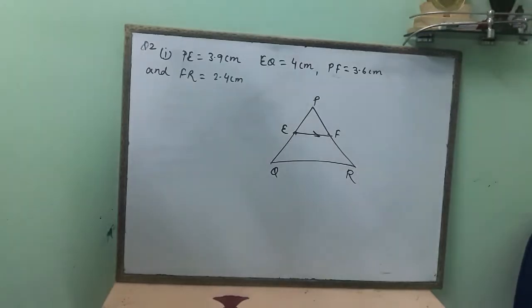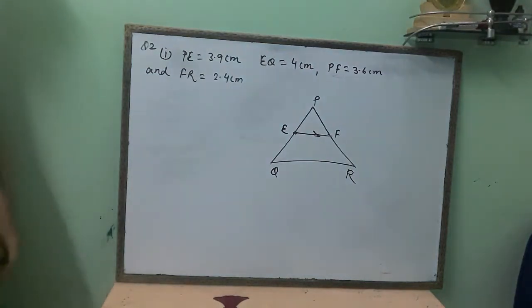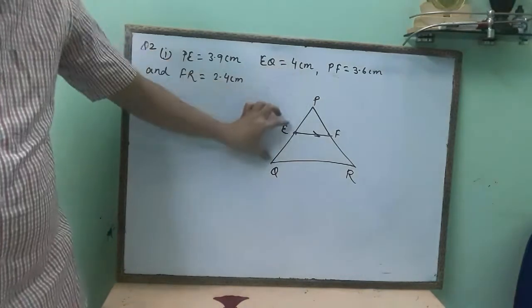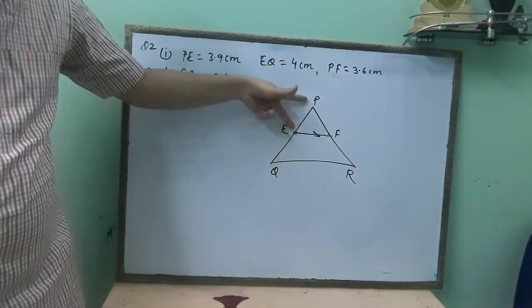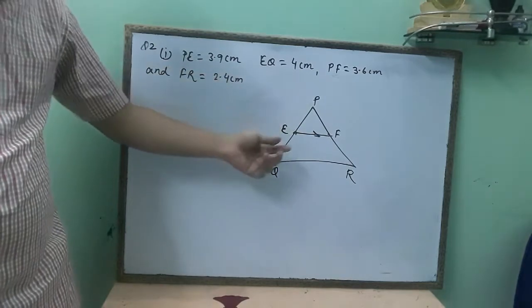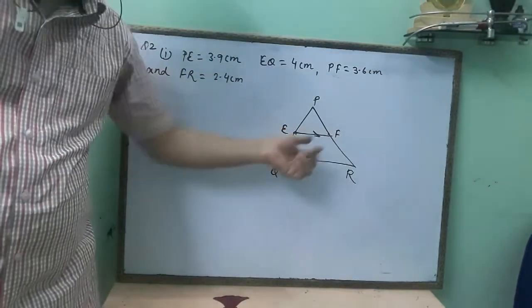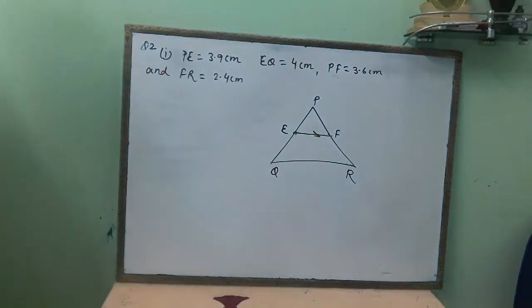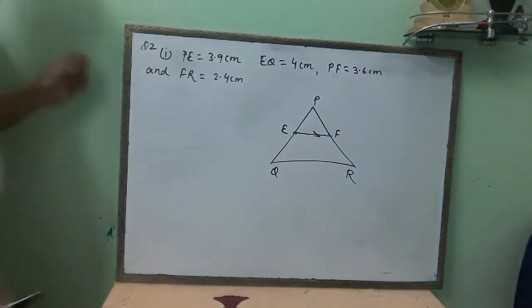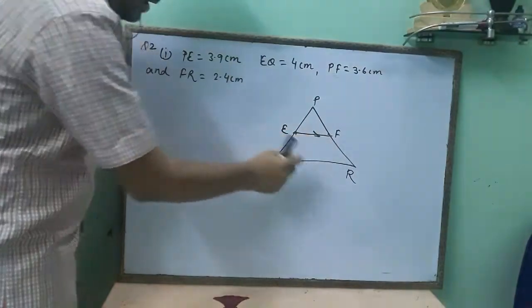Question number 2. Here the application will be the converse of Thales theorem. The converse of Thales theorem is something like this: if a line divides two sides of the triangle in equal ratio, then the line will be parallel to the third side. This is the converse of the Thales theorem. If ratios are equal, then the line will be parallel to the third side.